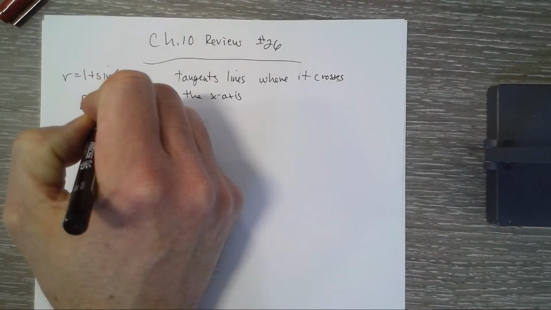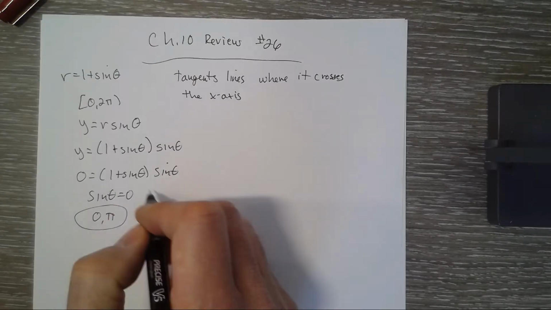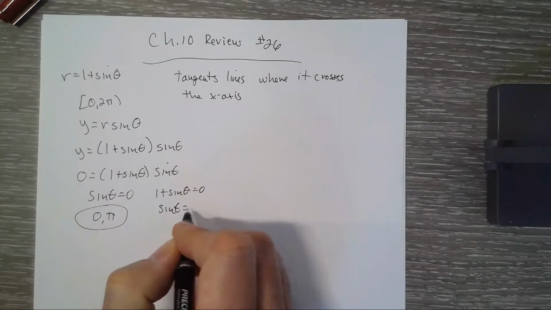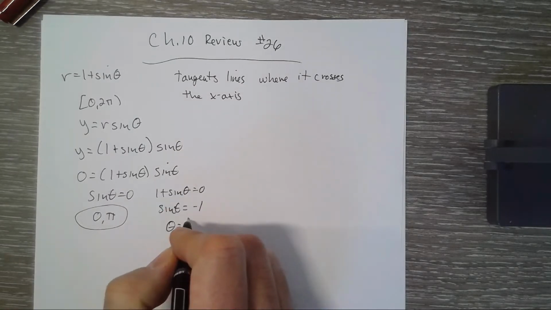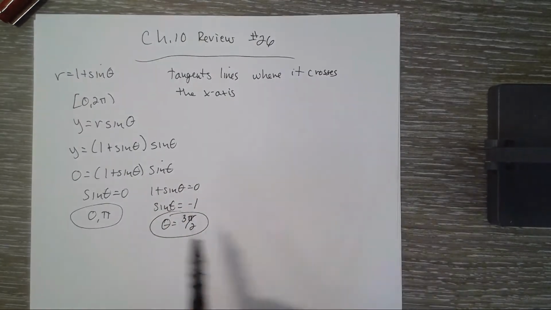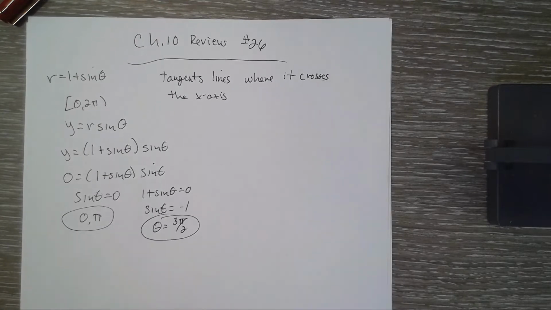Here's 1 plus sine theta equals 0, so sine theta equals -1, so theta equals 3 pi over 2. So there's 3 times when the curve crosses the x-axis. So we need to know the equation of the line tangent to the curve at those points. So we need to know the derivative.